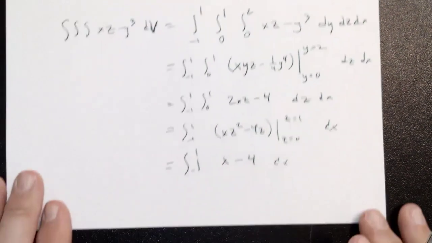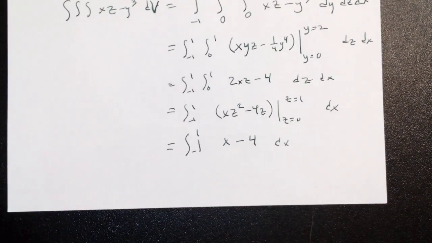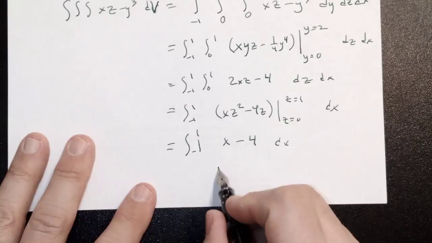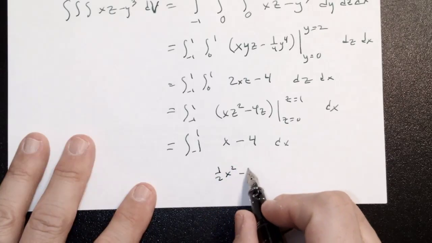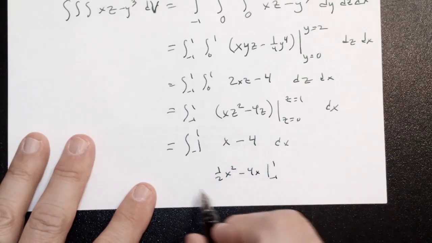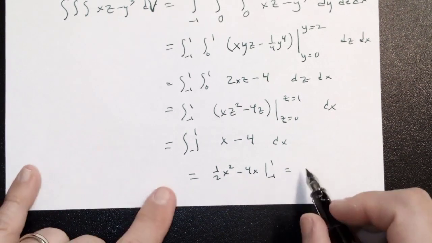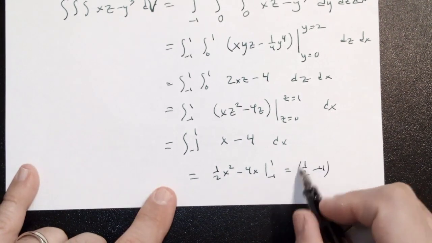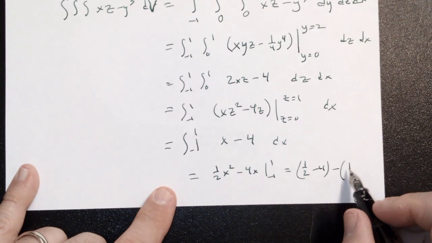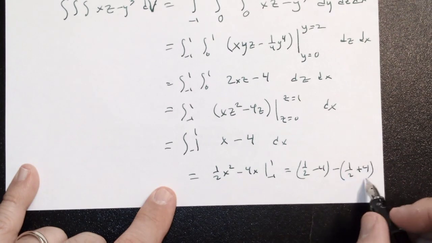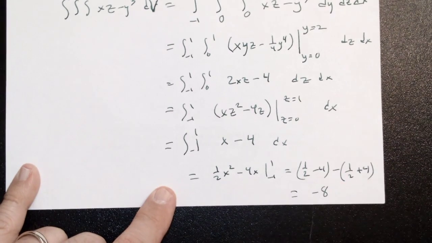From -1 to 1, we get 1/2 x squared minus 4x. Put in 1 and you get 1/2 minus 4. Put in -1 and you get 1/2 minus -4. And that gives me a -8.